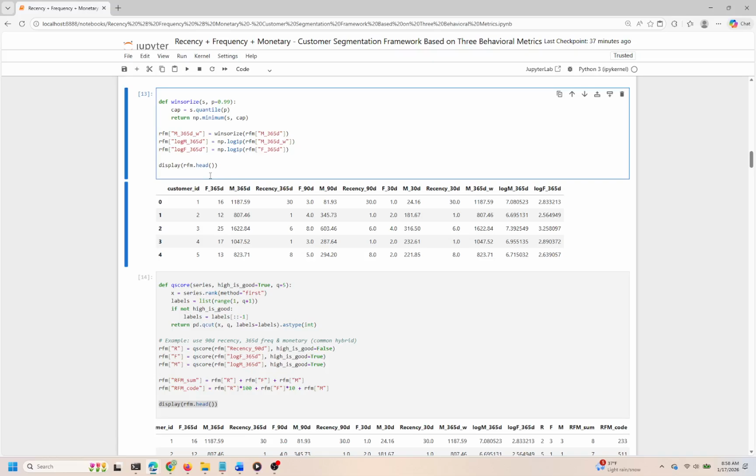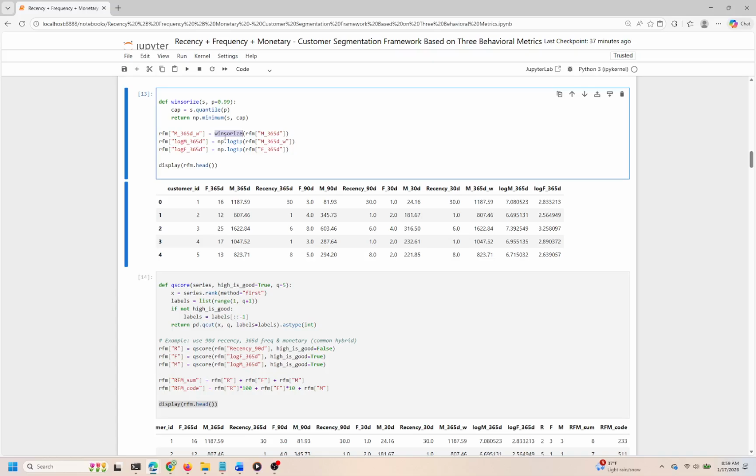In this cell, we're implementing a winsorization technique, which helps in mitigating the effects of outliers on our dataset. Winsorization is particularly useful in scenarios where we want to maintain data integrity by capping extreme values, ensuring our analysis isn't skewed by a few anomalies.